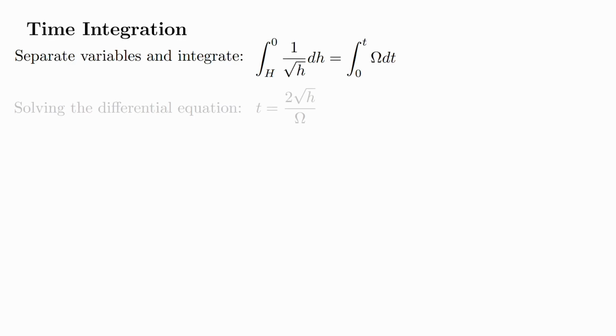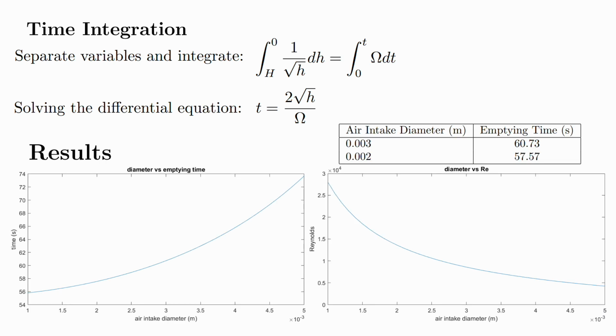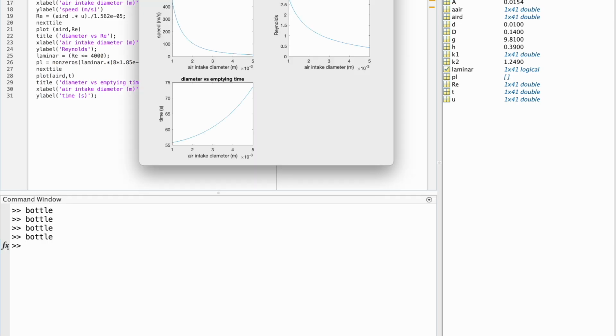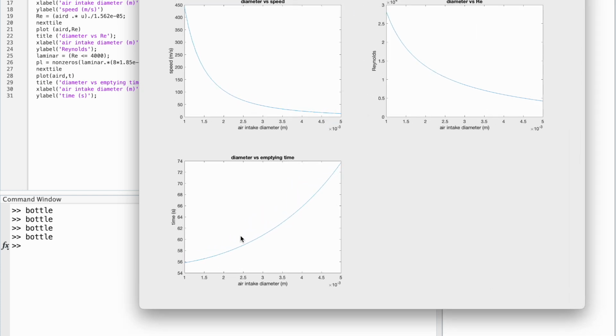Combining both approaches, we derive a differential equation that relates water height to time, and solving it gives us the total drainage time. When plotting this time against the diameter of the air intake, we observe that larger diameters actually increase the emptying time due to reduced water flow rate. However, the Reynolds number graph reveals that the airflow is not laminar. This, combined with the high air velocity, challenges our no energy loss assumption and suggests that internal pressure may not remain atmospheric, particularly at the start of the process. Using this MATLAB software, we calculated theoretical drainage times and plotted graphs showing water speed, Reynolds number, and drainage times as functions of the air intake diameter.